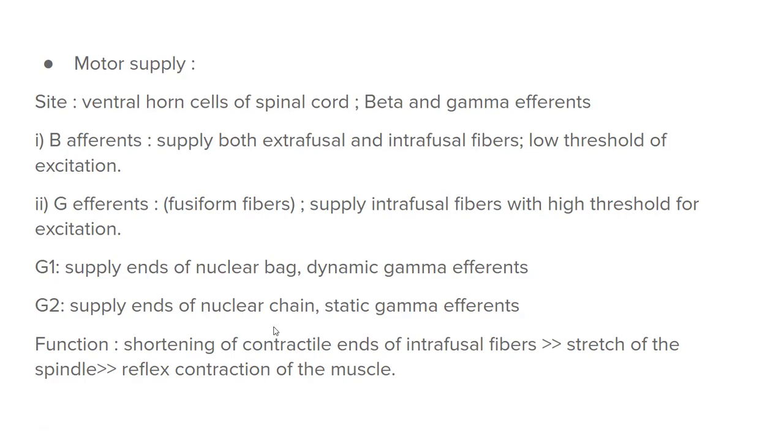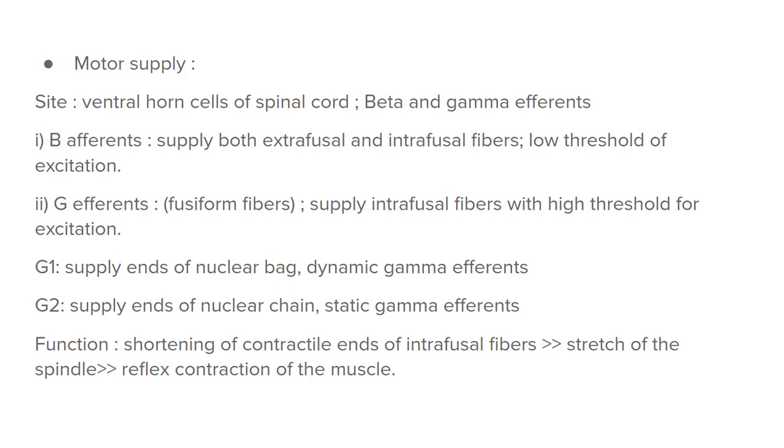So what is the point of this gamma? It increases the sensitivity of the nuclear bag and nuclear chain fibers to stretch. So for example, the gamma 1 fibers are getting stimulated from the center. The sensitivity of the nuclear bag fibers is increased. Now there is a stretch of the muscle happening. Because the sensitivity is increased, the nuclear bag detects the process of stretch that's happening. Now this stimulates the 1A afferent, goes to the spinal cord, comes back to the alpha motor neuron, and contracts the muscle.